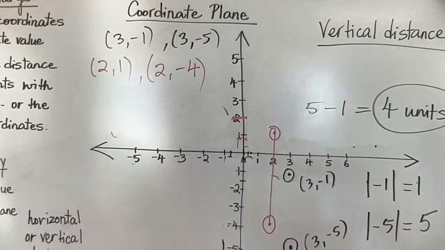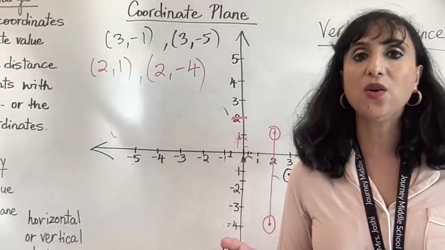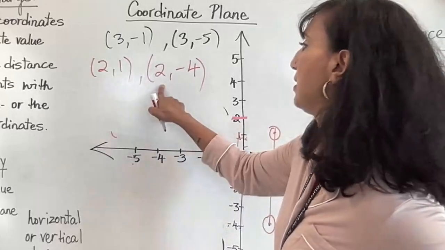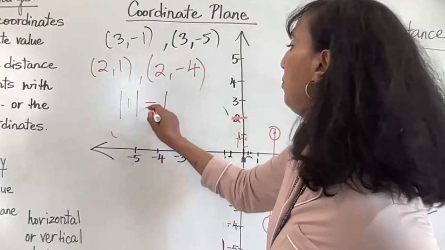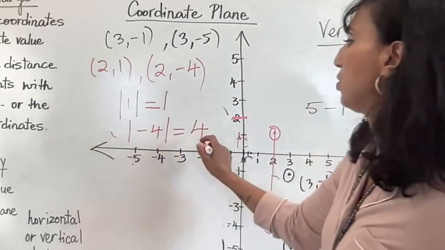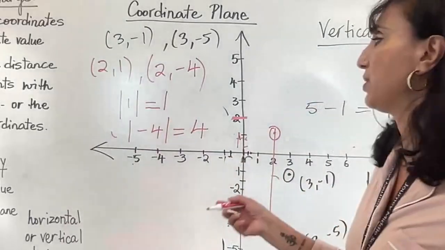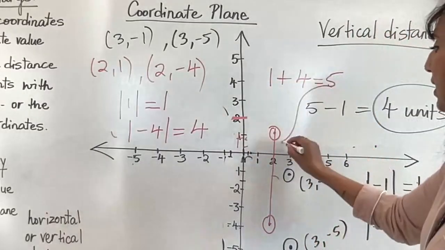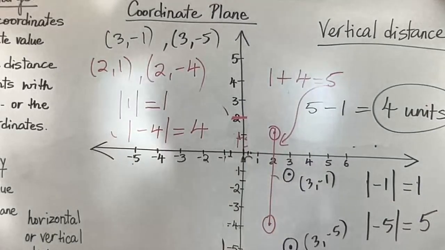In order to find that distance, we know that the x coordinate is the same. So we are just going to look at the absolute values of the y coordinate. The x is the same, so the absolute value of the y coordinate 1 is 1. What's the absolute value of -4? That is 4. Because they are in different quadrants, we add the absolute values: 1 plus 4 gives me 5, and that is the distance, 5 units between those 2 points.